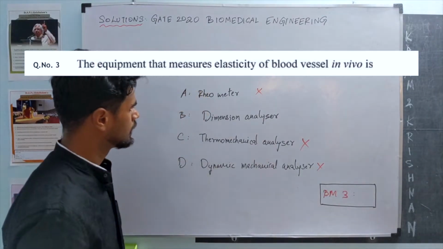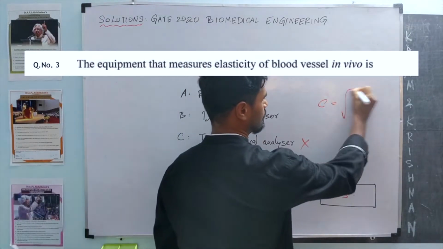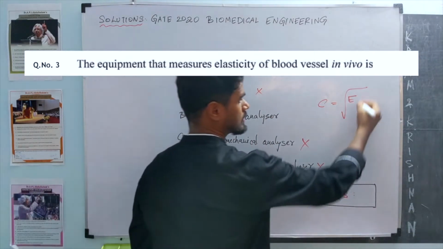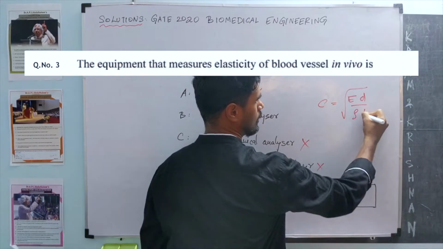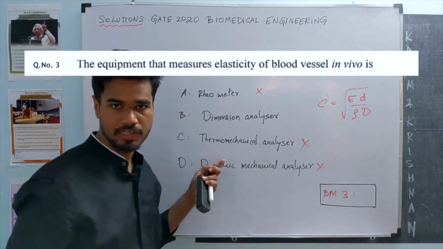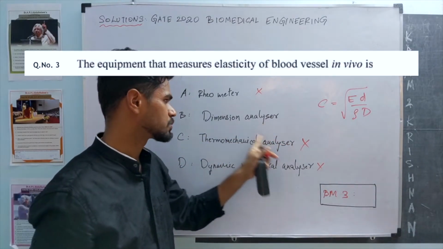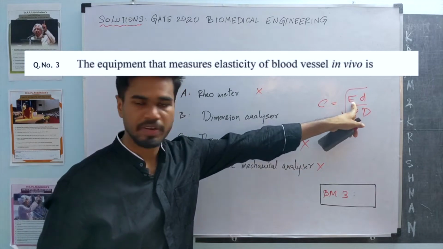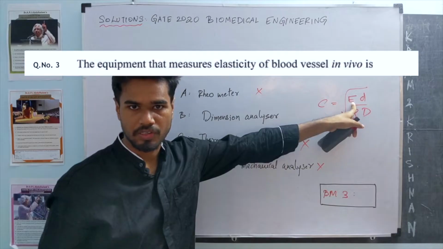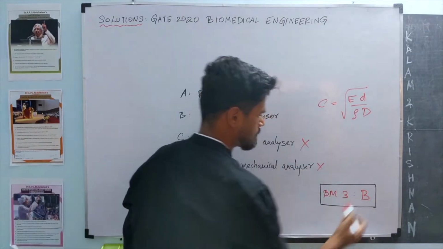But using this relation known as Moens-Korteweg, it is possible to measure elasticity of blood vessels if we know the dimensions of arteries as well as the thickness. For that reason, if we somehow get good estimates of what the dimensions of the arteries are, it's possible to estimate the elastic properties of the arteries in vivo. So the answer here is B.